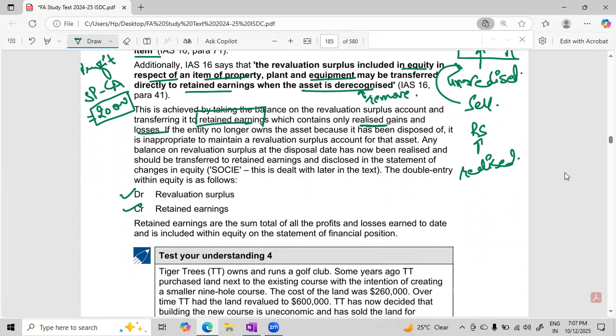So that's why now the asset has been sold, so we have realized it. So that's why we are transferring it to retained earnings. If the entity no longer owns the asset because it has been disposed of, it is inappropriate to maintain revaluation surplus. Obviously, this is very logical. Now you do not own that asset, then why maintain revaluation surplus, right? Any balance on revaluation surplus on the disposal date has now been realized and should be transferred to retained earnings.